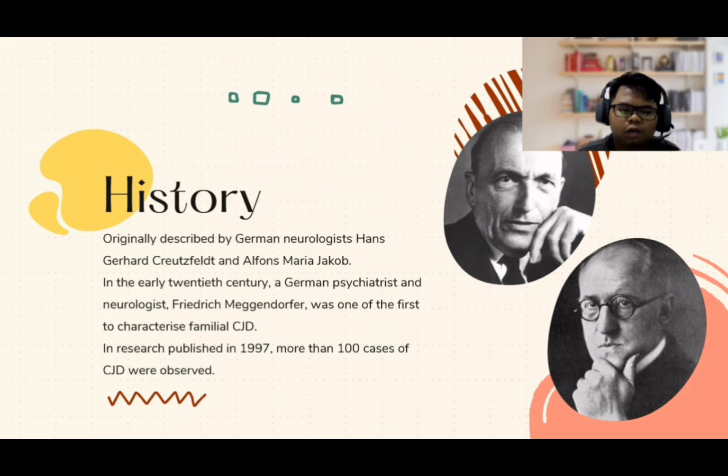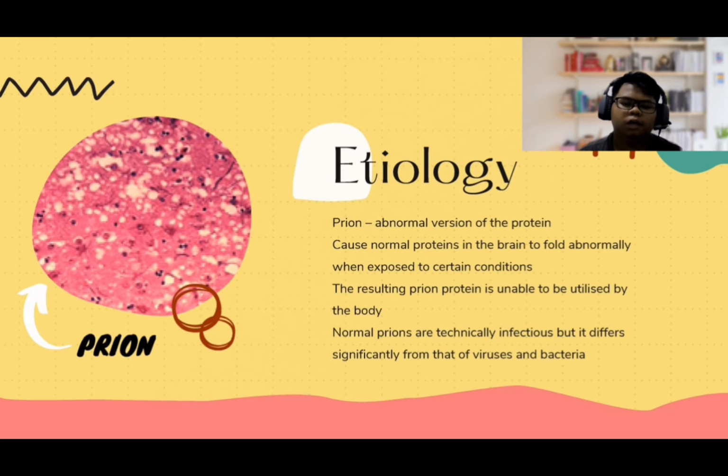Then in the early 20th century, a German psychiatrist and neurologist named Friedrich Meggendorfer was one of the first to characterize familial CJD. More than 100 cases of CJD were documented in a study published in 1997, and new cases were still being reported at the time of publication. Now we already know the history of CJD.